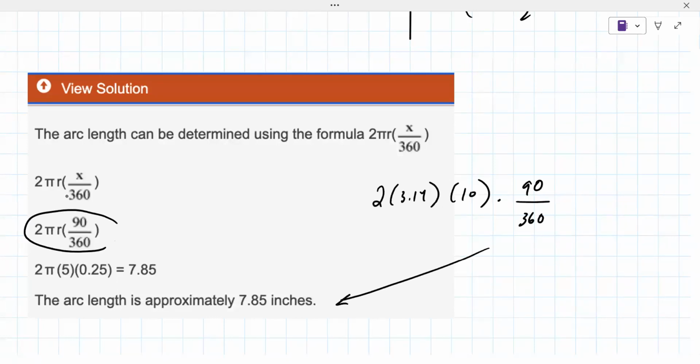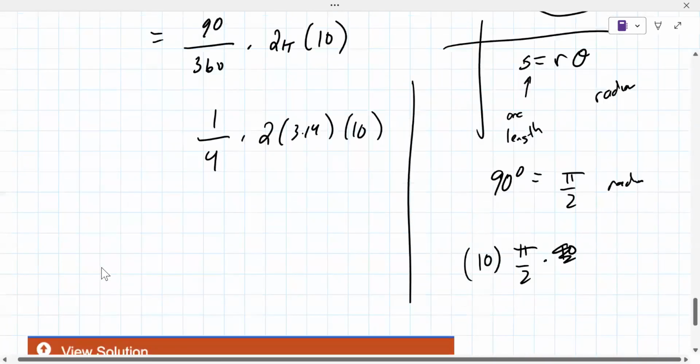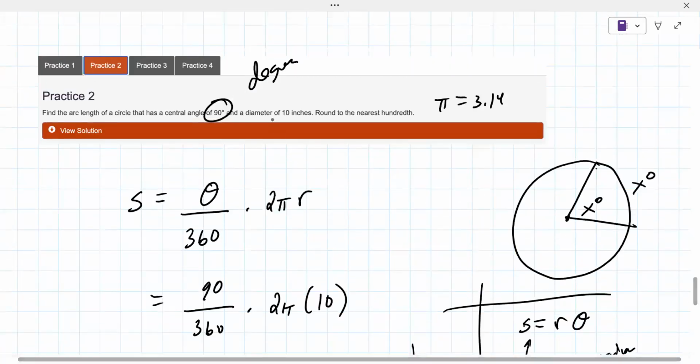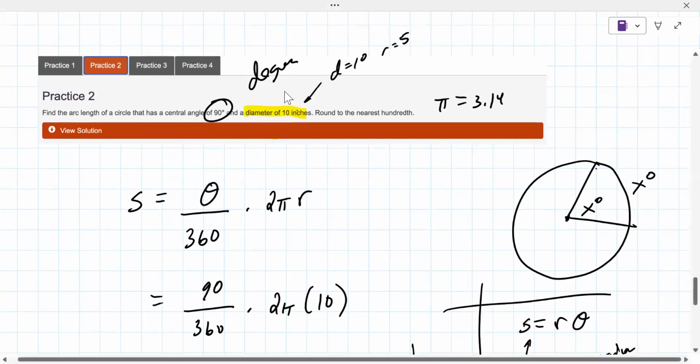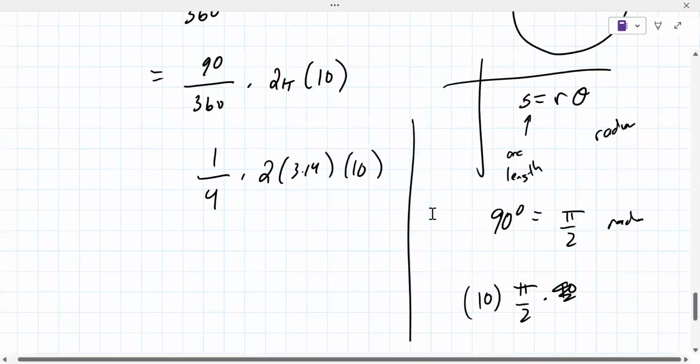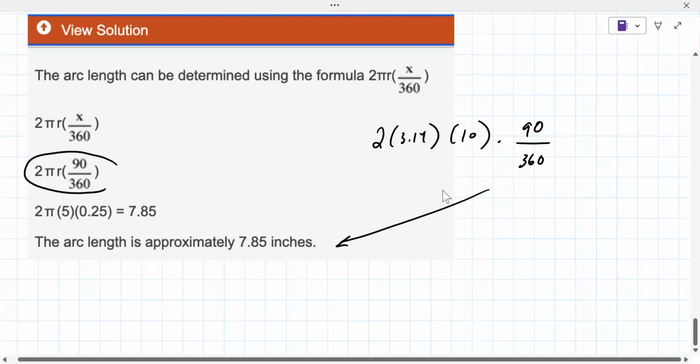Oh wait, the 5? Oh, there it is. I'm sorry, that's why there's all this confusion. I apologize. I thought it said radius. Yeah, the diameter is 10, which means the radius is 5. That's what I saw when I scrolled back up to the question. It's in diameter, so you have to take half of that, and then that would be the radius.